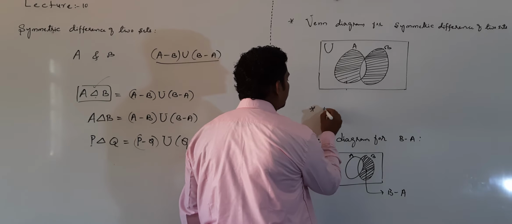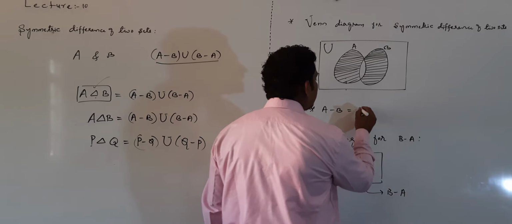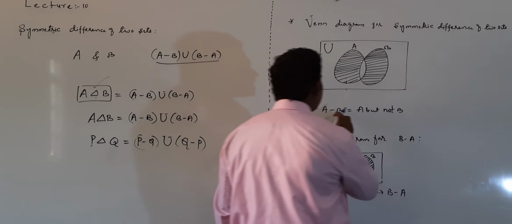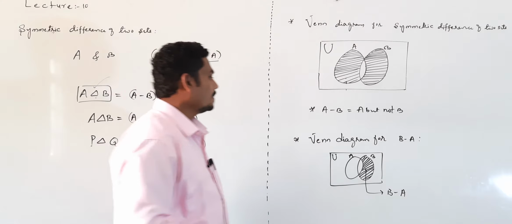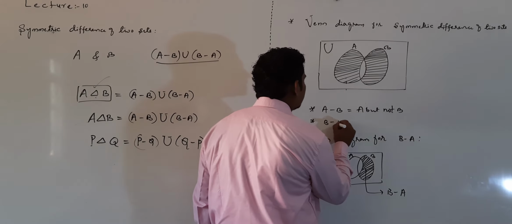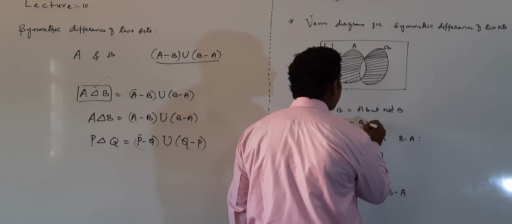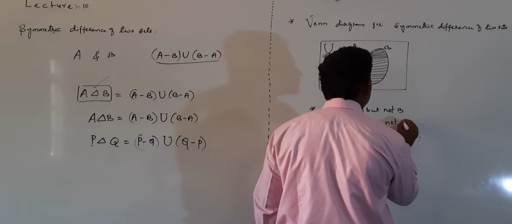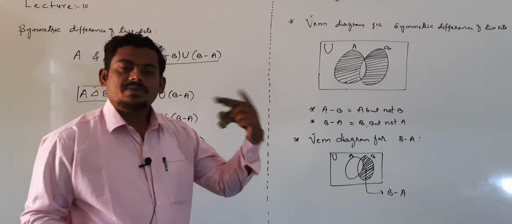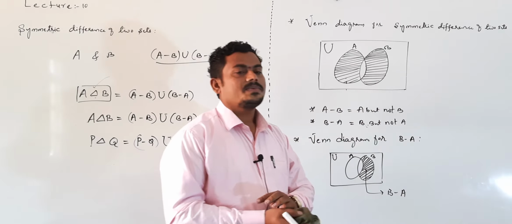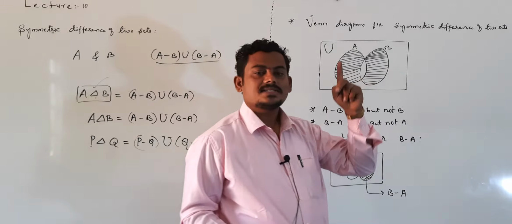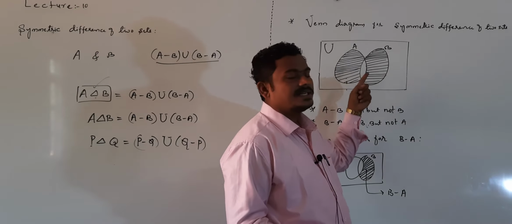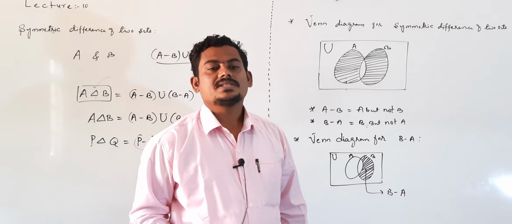And remember one more thing, A minus B is nothing but, in words, A but not B. Then what is the meaning of B minus A? B minus A means B but not A. A minus B means A but not B. This shaded region represents the symmetric difference of two sets.